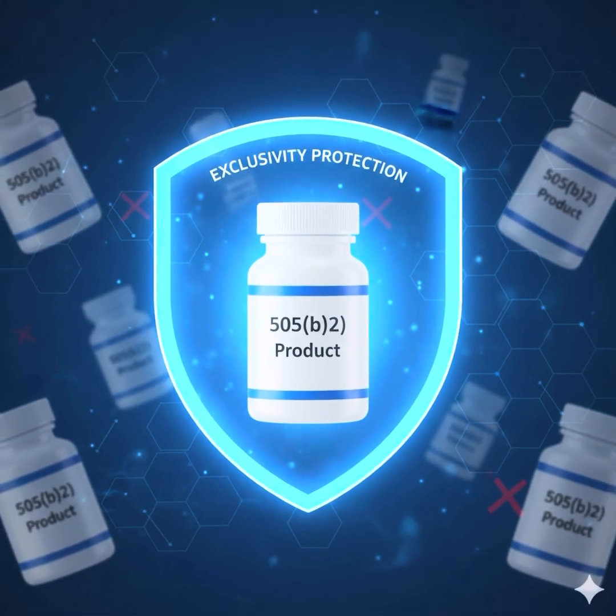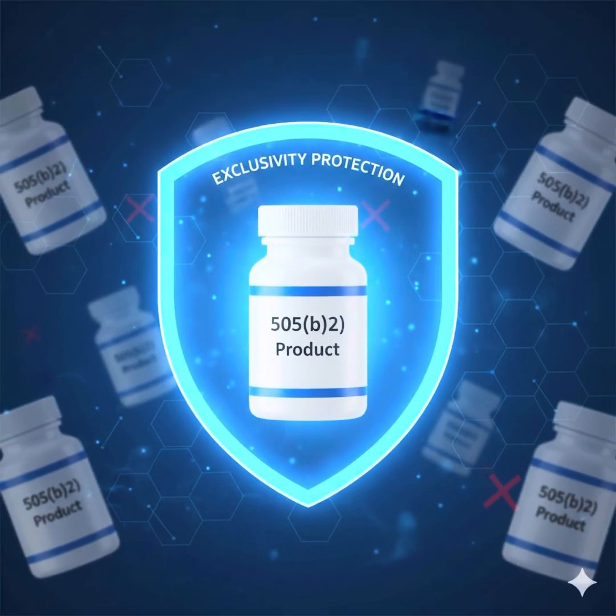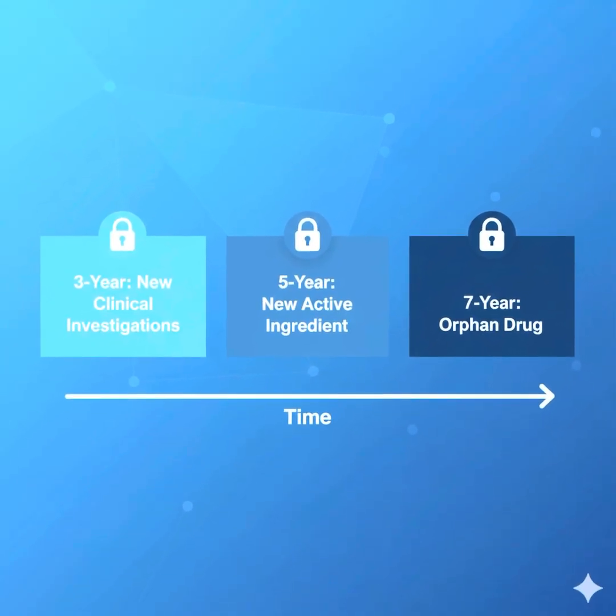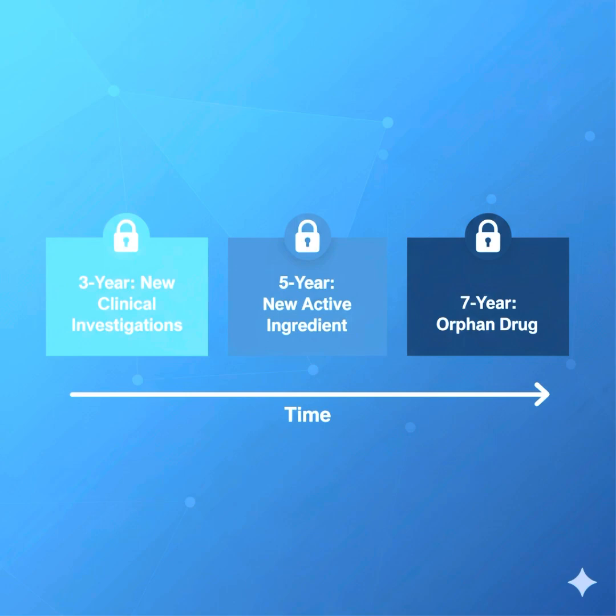Exclusivity. One of the biggest attractions of 505(b)(2) is exclusivity. Companies can receive 3-year exclusivity for new clinical investigations, 5 years if it contains a new active ingredient, 7 years if the product gains orphan drug designation. This prevents generic competitors from entering the market during that period.